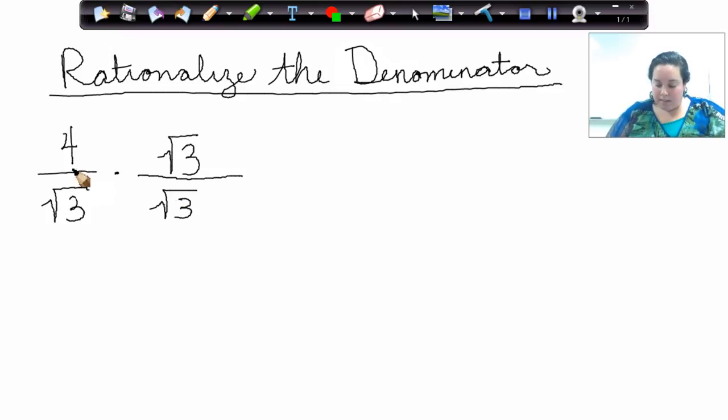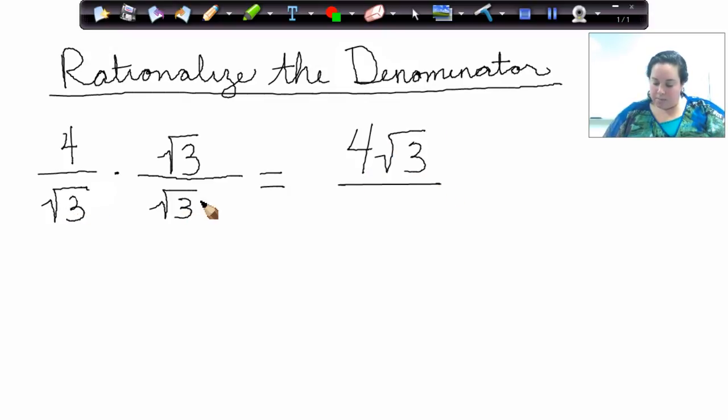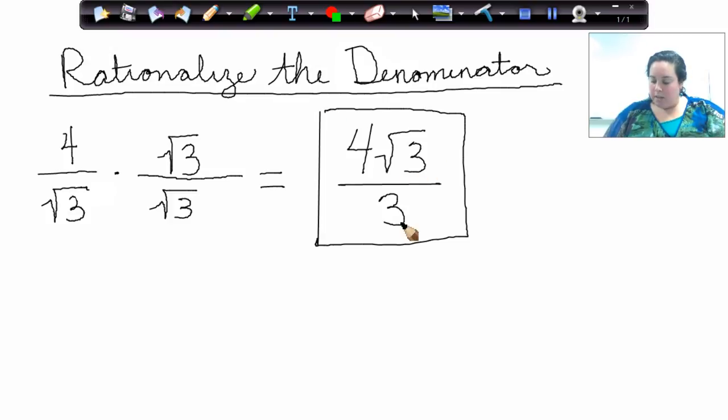So we can multiply this fraction by 1, right? Square root of 3 over square root of 3 is just 1. We can multiply anything times 1, and we're going to just end up with what we started with. So this won't change the fraction at all, but it'll just put it in a different form. In the numerator, we'll have 4 times the square root of 3. And in the denominator, square root of 3 times square root of 3 is 3. And there we go. We have the same exact equivalent fraction, but now with no radicals in the denominator.